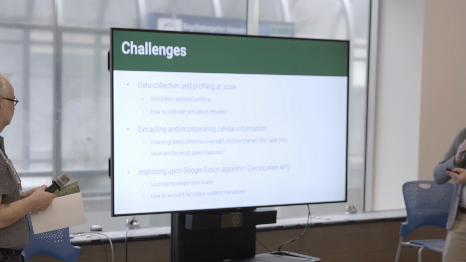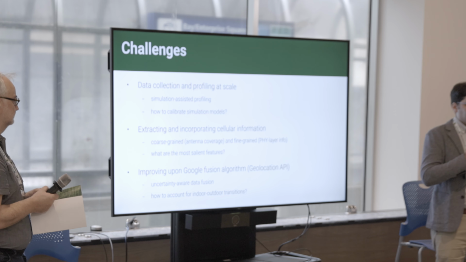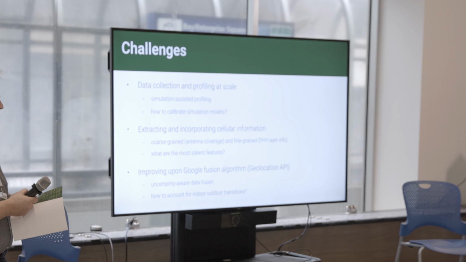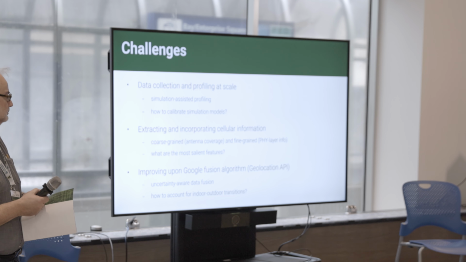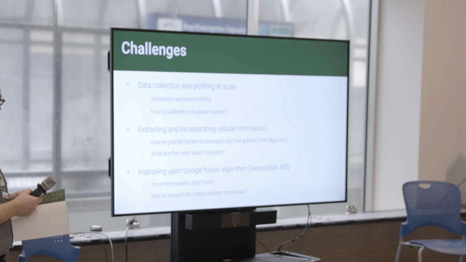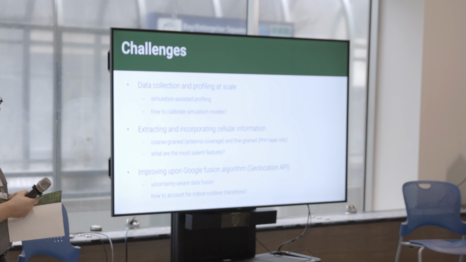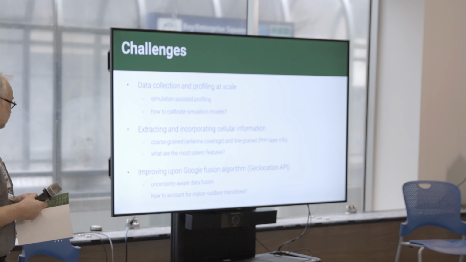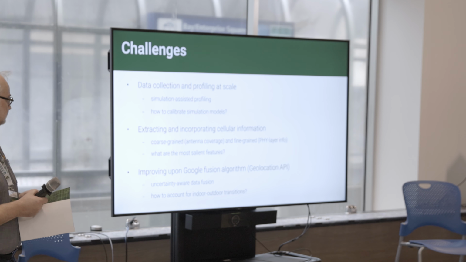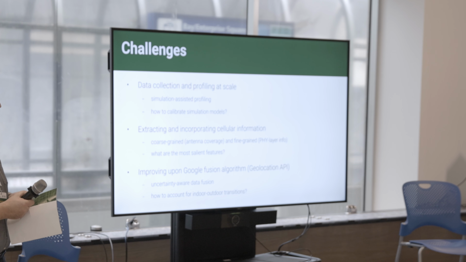And when we talk about using a simulator, of course, the model must be calibrated. If the model is not calibrated, then it's not going to be very useful. So that's the first challenge. The second one is extracting and incorporating cellular information. This can be very fine-grained or it can be coarse-grained information. So if you have access to Wi-Fi or 5G cell towers, of course you can use physical layer information, but this information is not always exposed. So that is another challenge for our project.